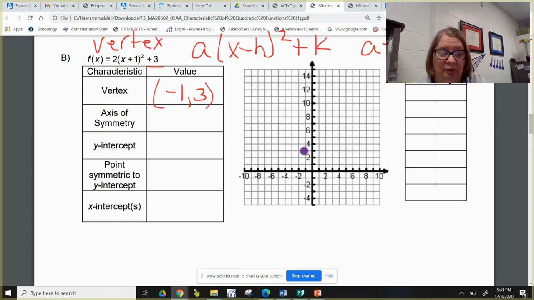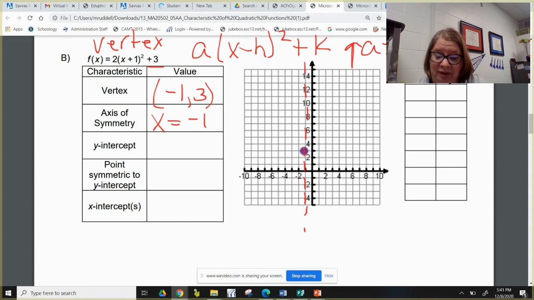Axis of symmetry. Look back at your chart. Remember, it's always going to go through your vertex, so the axis of symmetry is going to be x equals negative 1. Let's go ahead and draw that in. Which way is this parabola going to open? This one's going to open up because the A is positive.